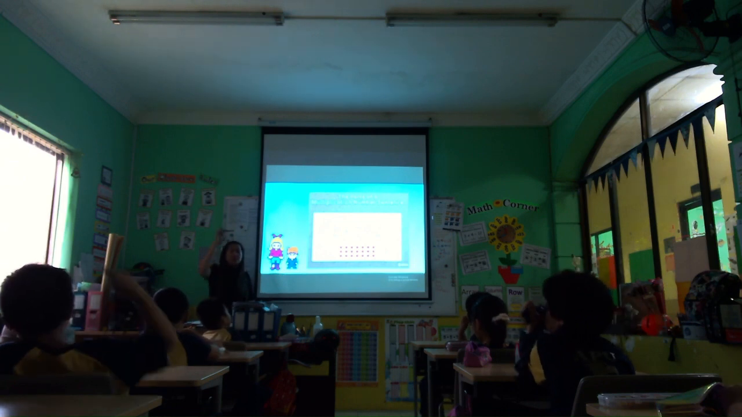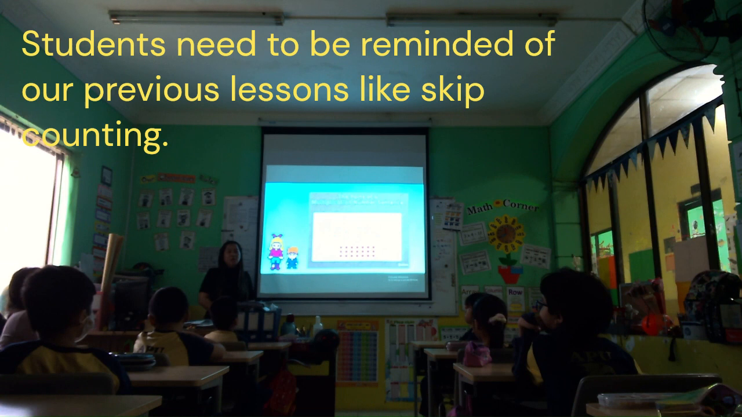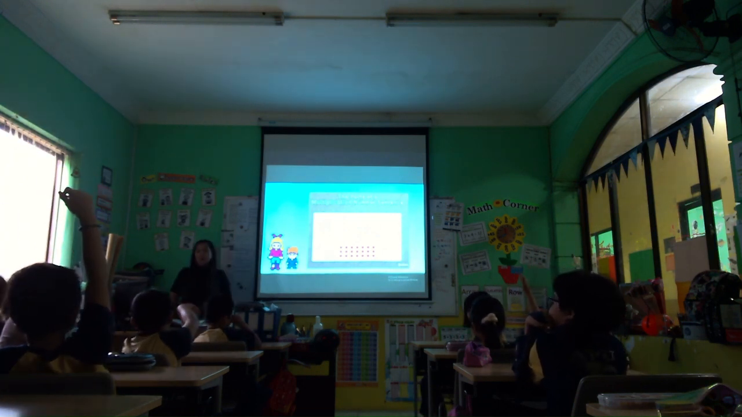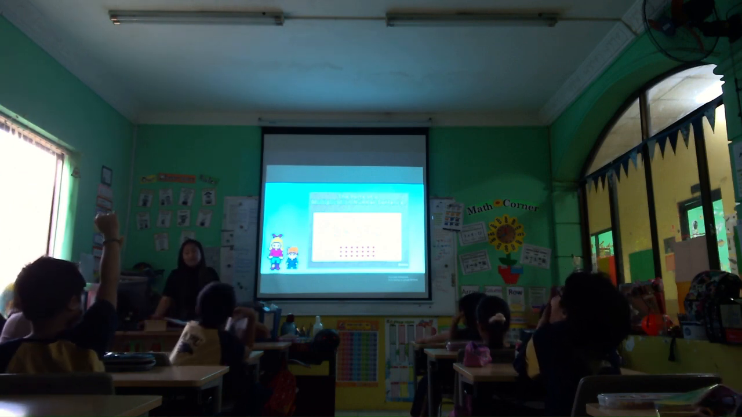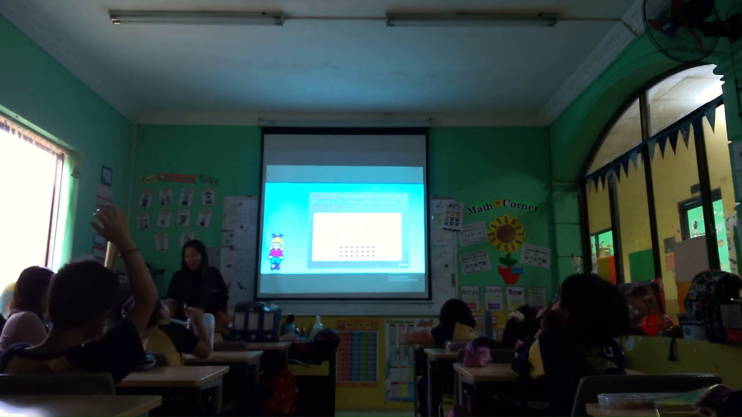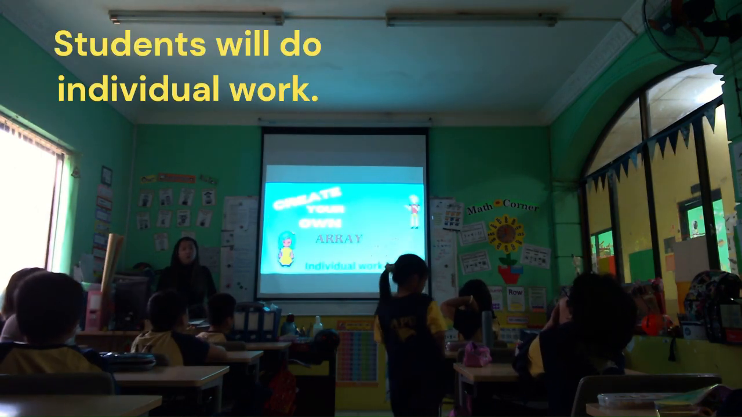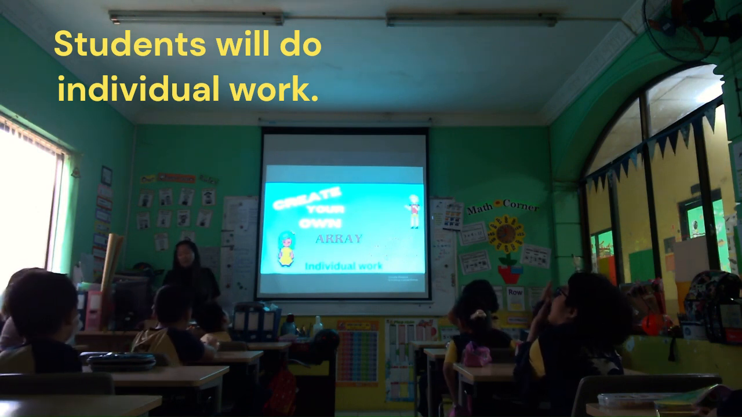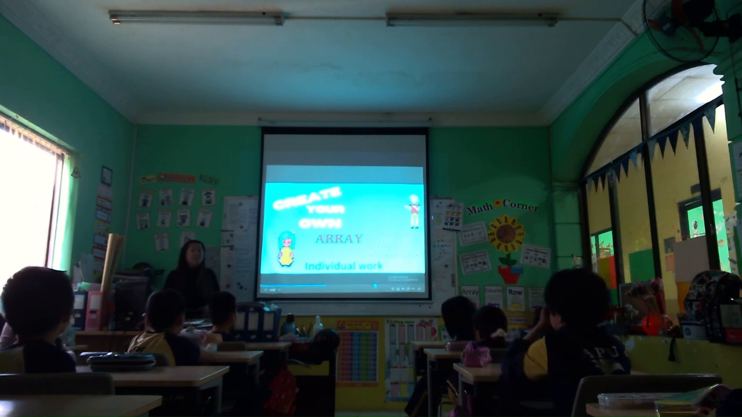Who can still remember counting by 3? Raise your hand. Who can remember counting by 7? So now, that is the easiest way. If you know how to count by 3 and how to count by 7, answering in multiplication is very easy. Now, next, what are you going to do? I would like you to create your own array and complete your array with a multiplication number sentence. Again, you are going to create your array. This one is an individual work.